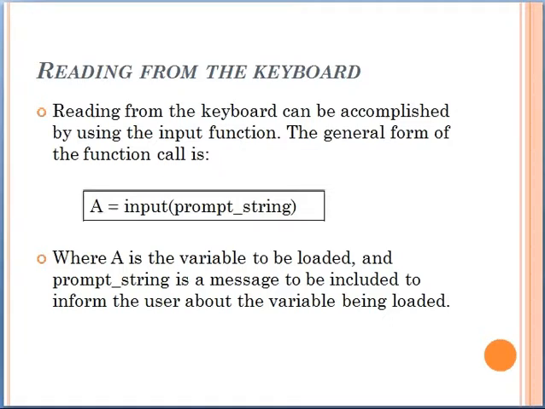Reading from the keyboard. Reading from the keyboard can be accomplished by using the input function, and the general form of the function call is A, the variable name, equal to input, and in the bracket write the string or the line that you want to print on the screen and want the user to assign a value to that function. Okay, the variable a is the variable to be loaded. The prompt string is a message to be included to inform the user about the variable being loaded.